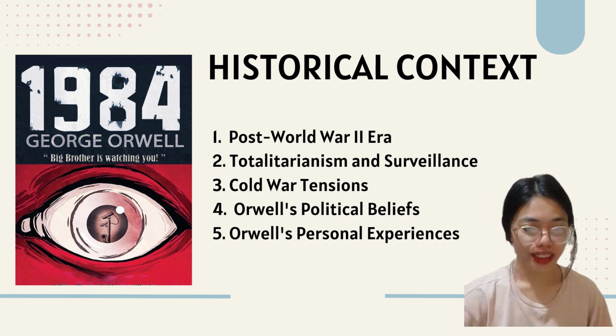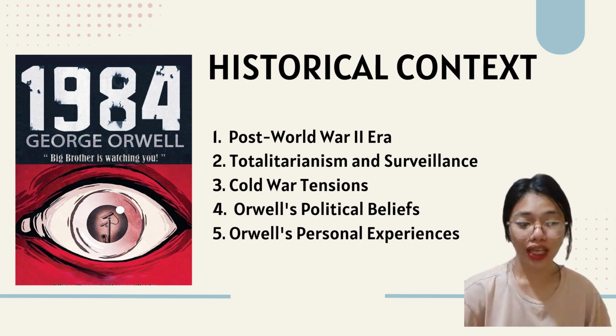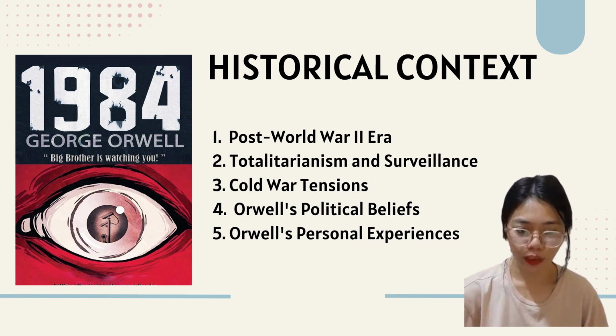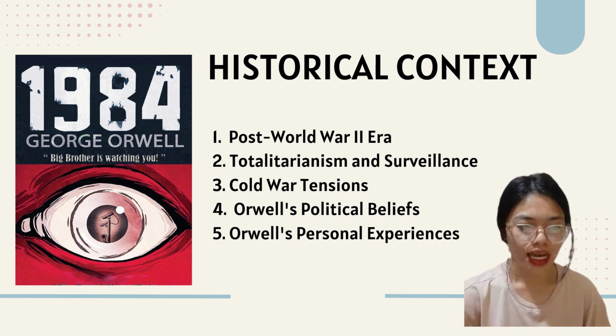The fourth one is Orwell's political views. Orwell was a democratic socialist and had strong anti-totalitarian views. 1984 can be seen as a critique of both right-wing and left-wing authoritarianism, highlighting the dangers of extreme ideologies and the suppression of individuality.